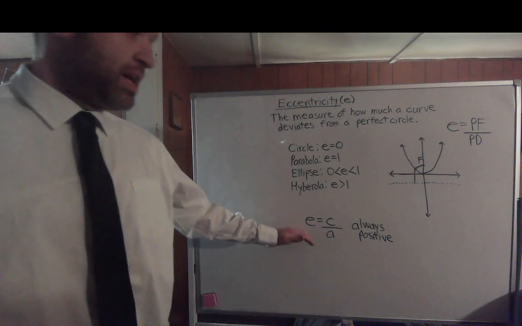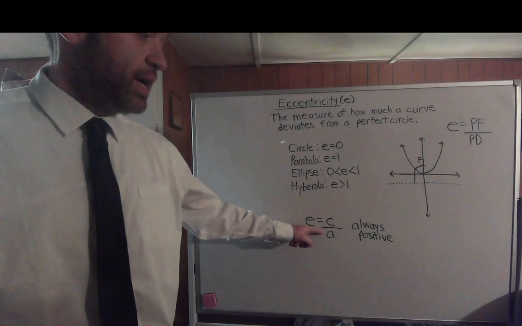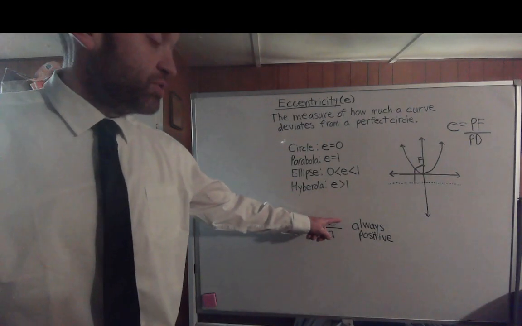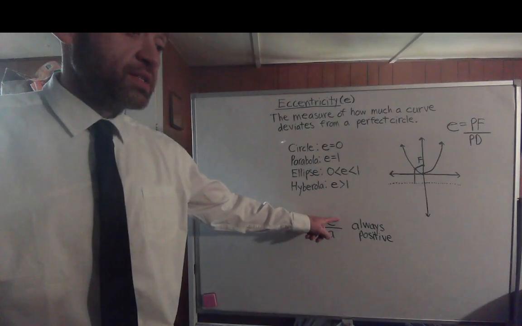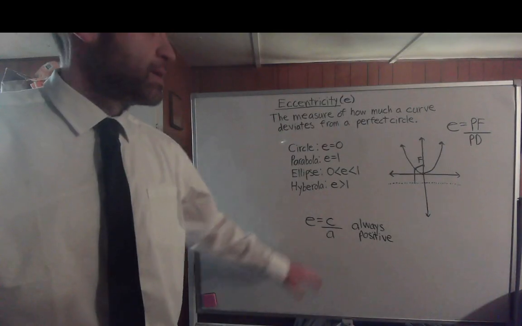How would you find the eccentricity? Well, it's going to be c over a. c is used from finding the focus, and then a is the length of your major axis.